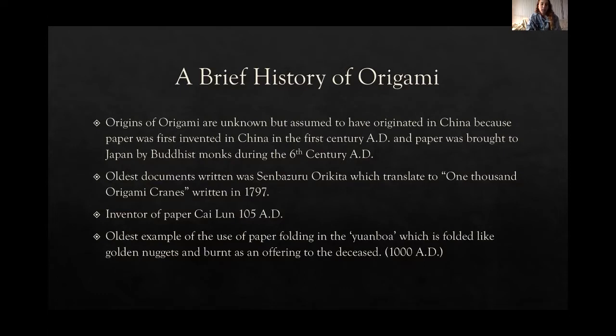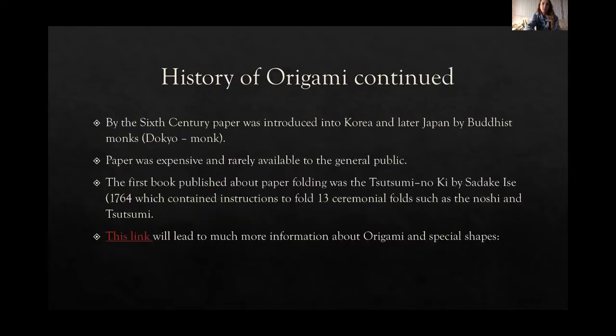And the oldest example of the use of paper folding is the wan boa, which is folded like golden nuggets and burnt as an offering to the deceased. By the 6th century, paper was introduced into Korea and later in Japan by Buddhist monks. Paper was very expensive and rarely available to the general public.